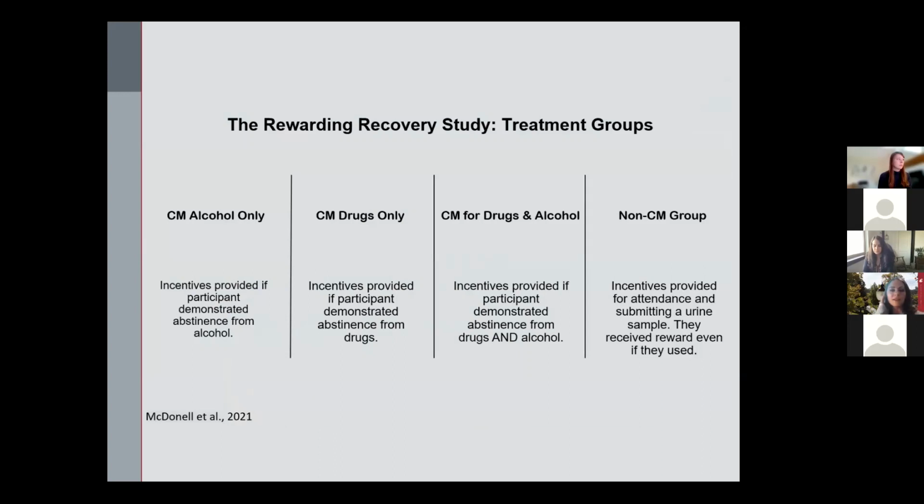Okay, so as I said, the complicated part of the study. The first group was reinforced for alcohol only, so only when they abstained from alcohol use did they receive an incentive. Then the second group was reinforced for abstinence from drugs. And then the third group was very difficult because we were asking people to abstain from both alcohol and drugs simultaneously. And then, as I said before, the non-contingent control group received incentives for attending study visits and providing urine samples.